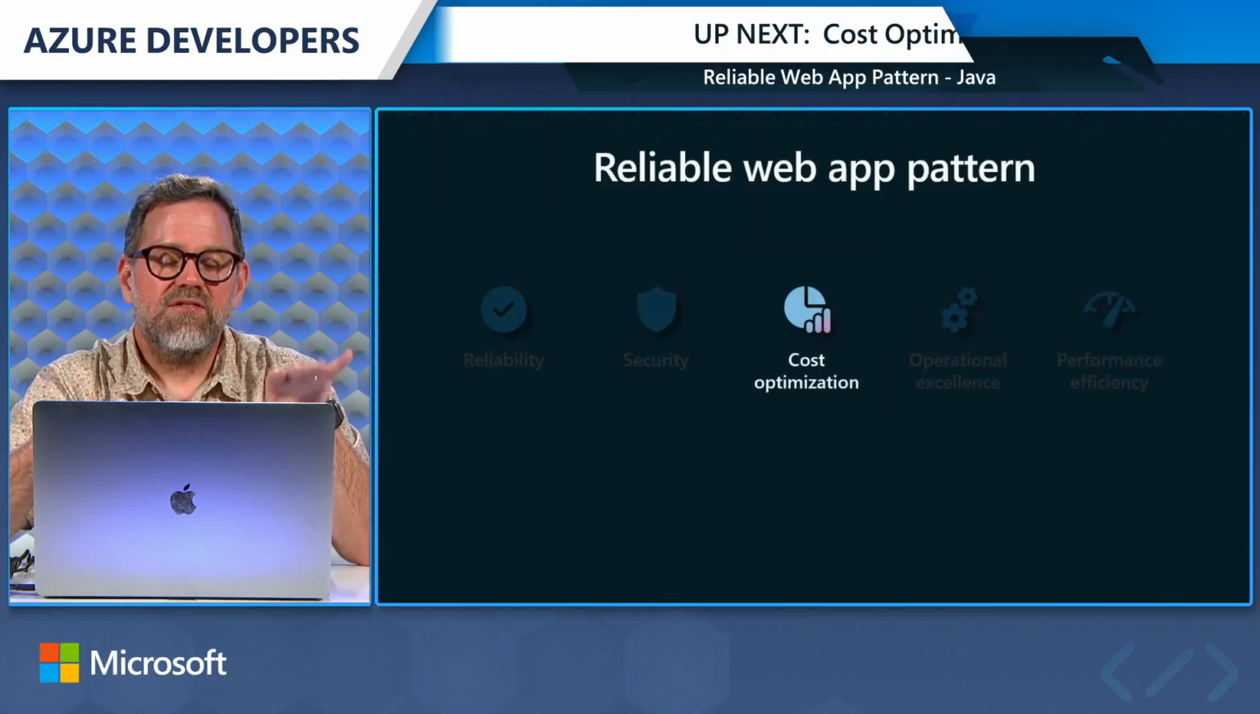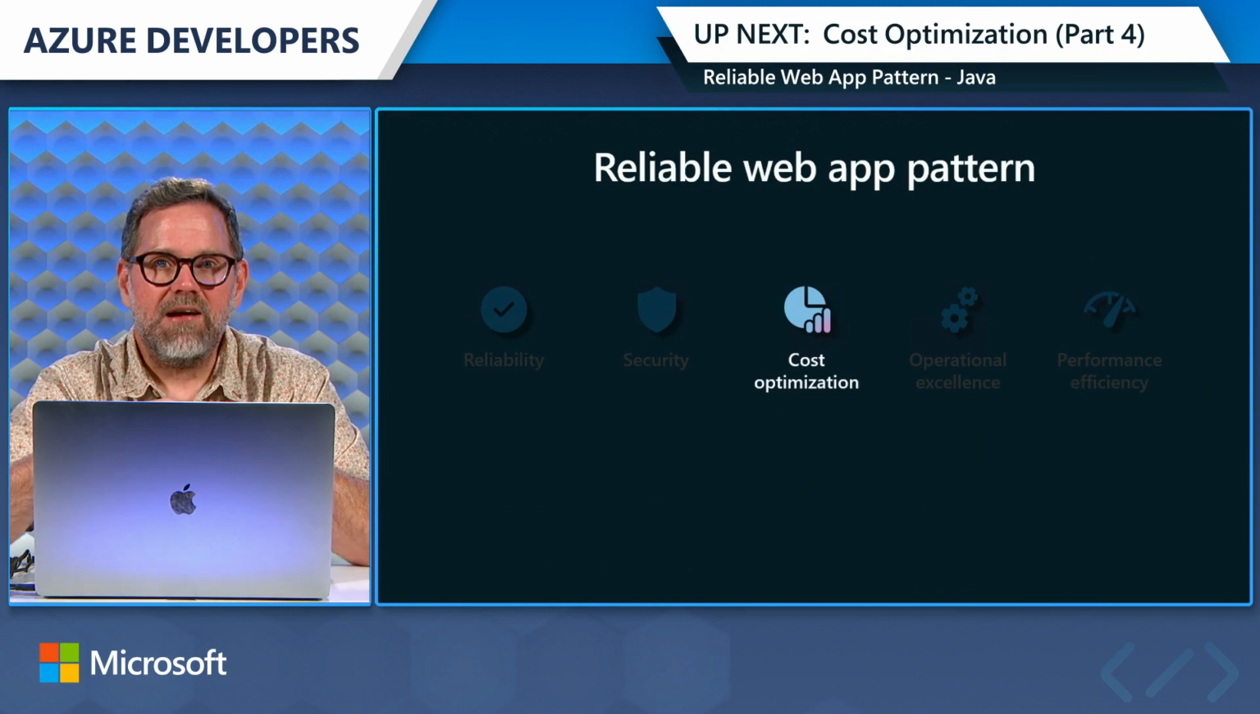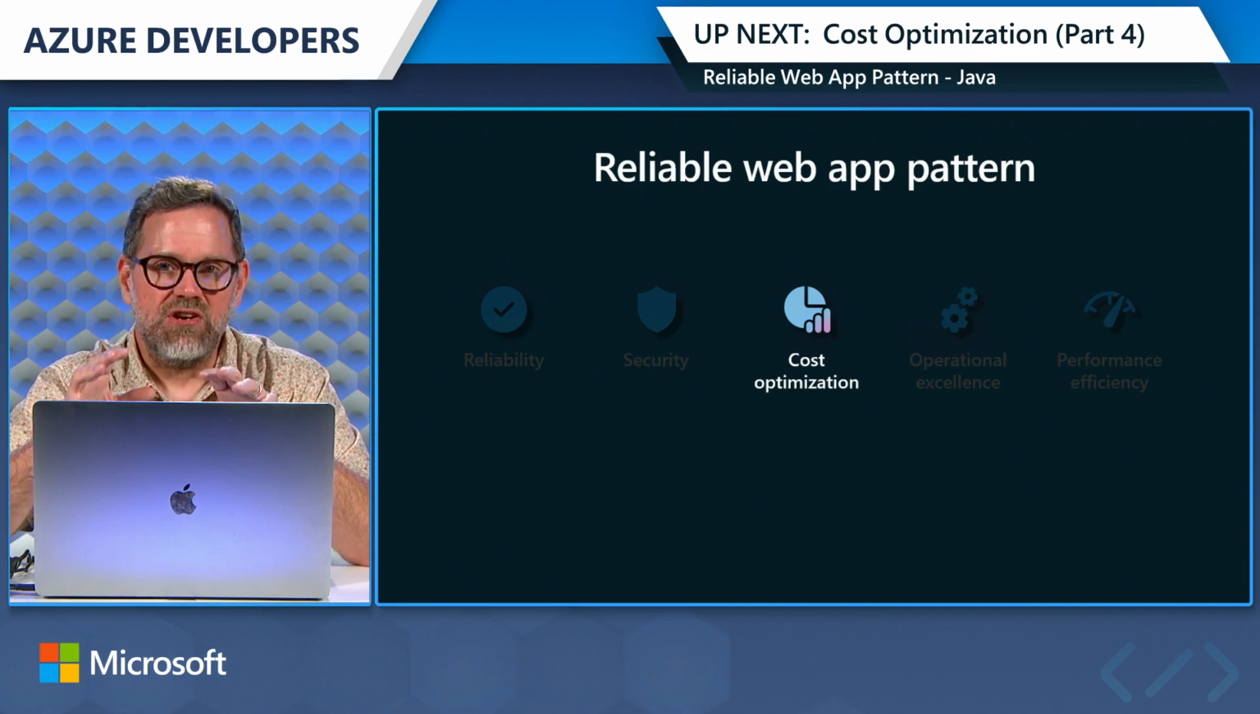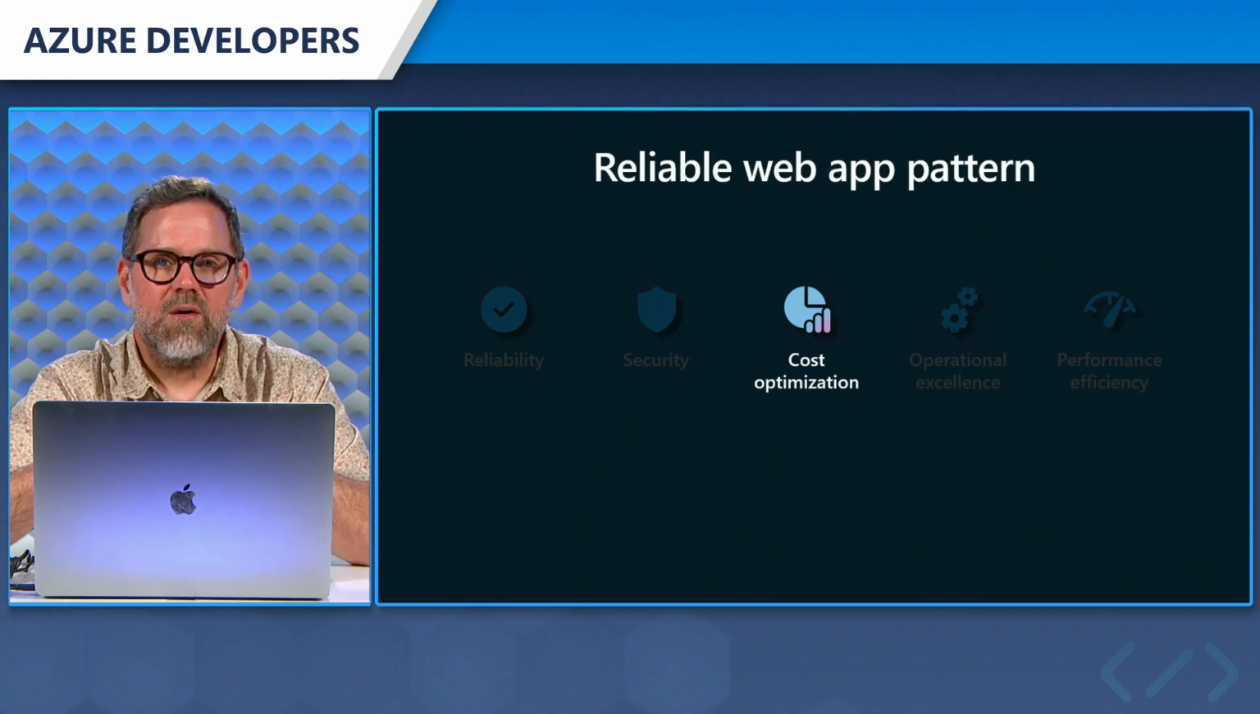So that was security, and ongoing, coming up next, we're going to talk about cost optimization, or some decisions and reasoning that you can go through to make your application cost just the right amount that you need it to for your situation.